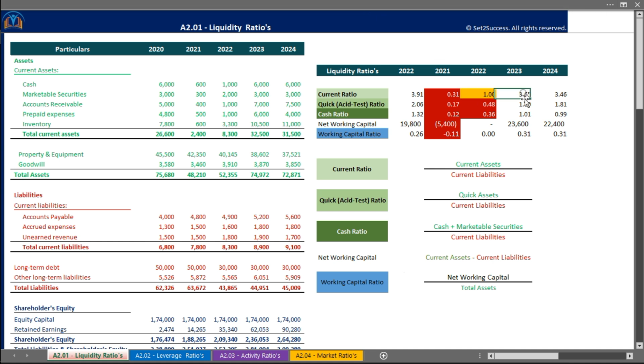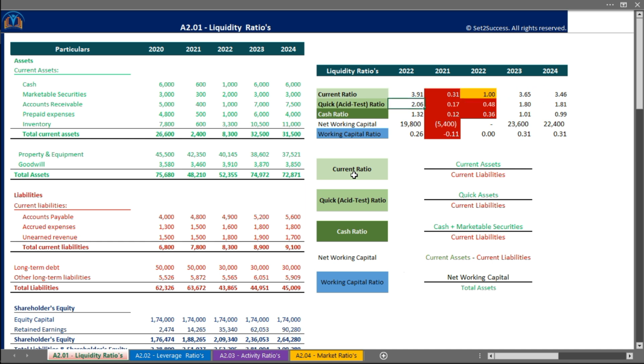Now in 2023 we have 3.65. 3.65 means your total current liabilities are 8,900 and your total current assets are 32,500. This means how many times you can pay your current liabilities? That is 3.65. So this is the same for 2024.